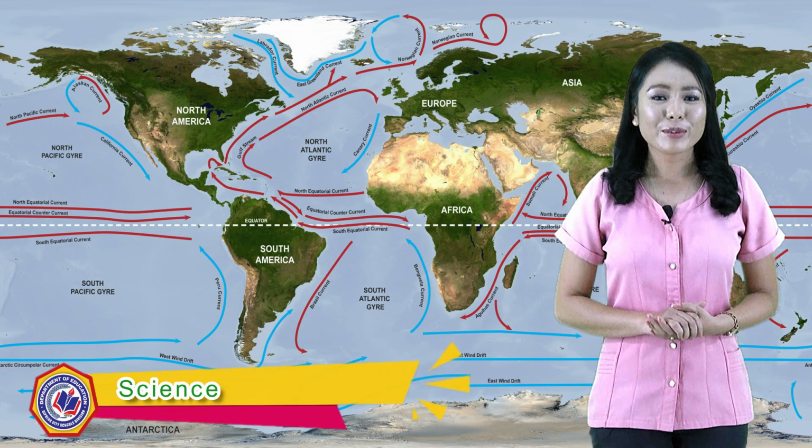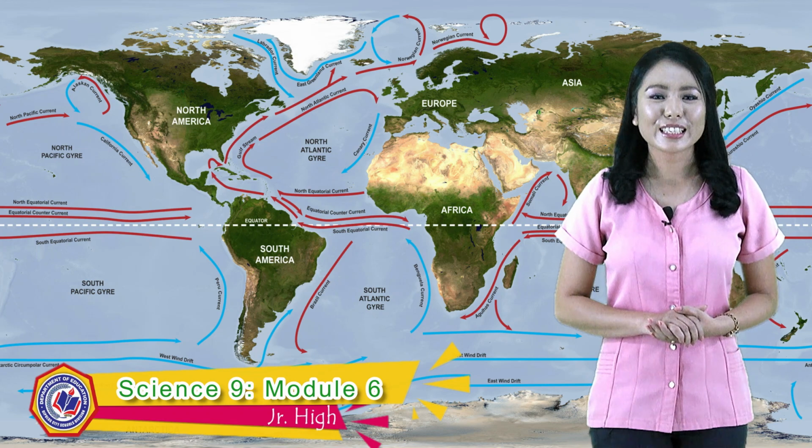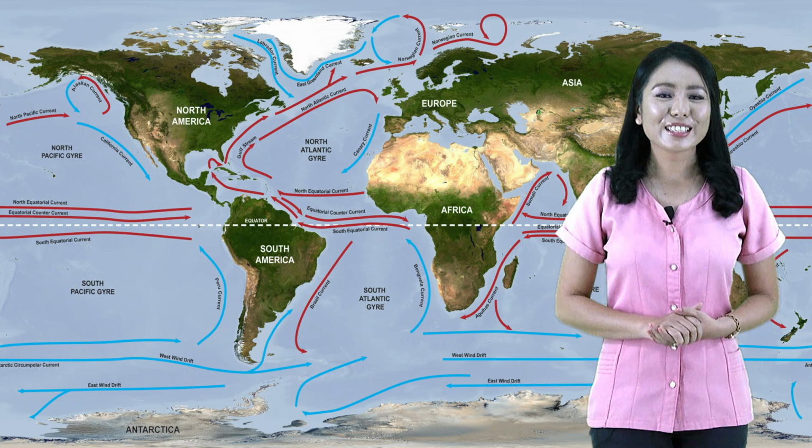So here's another activity for you folks. For this activity, we will be using the map with ocean currents of the world. Using the map shown on screen, help me find out what current is being described. The red arrow represents warm ocean current, and the blue arrow represents cold ocean current. So get ready with your pen and paper to help me out.